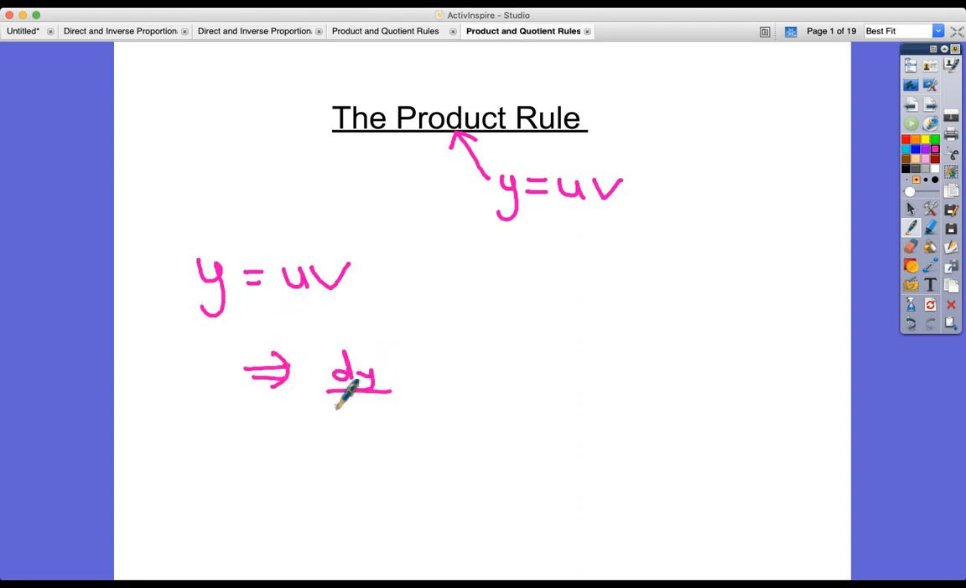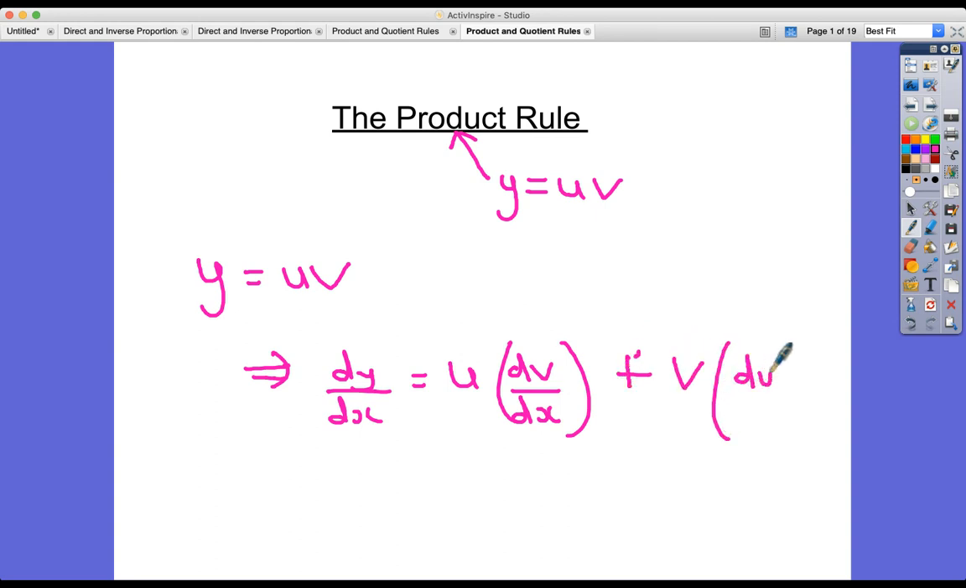then the gradient function dy by dx is equal to function u multiplied by function v differentiated, plus function v multiplied by the differential of function u. Okay, so let's go and put that into practice.